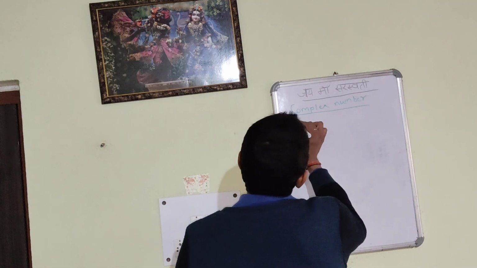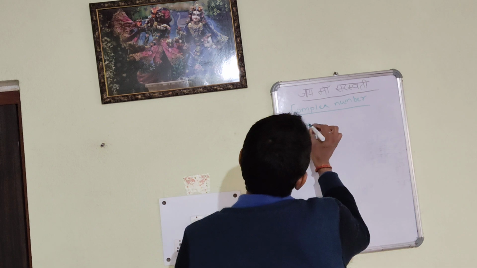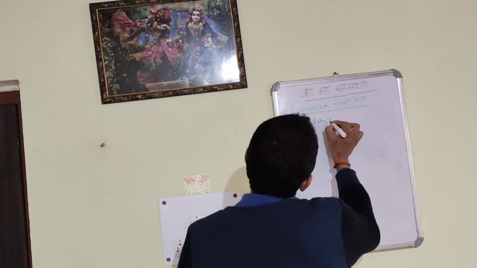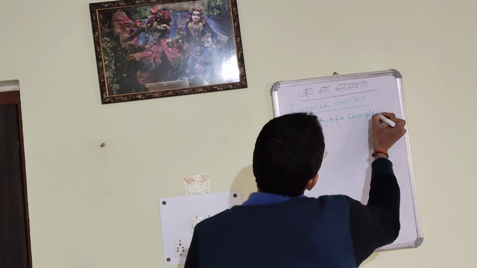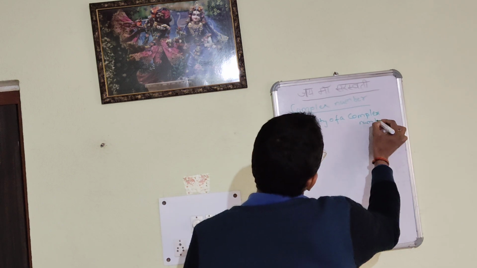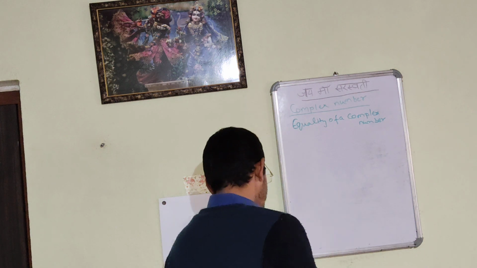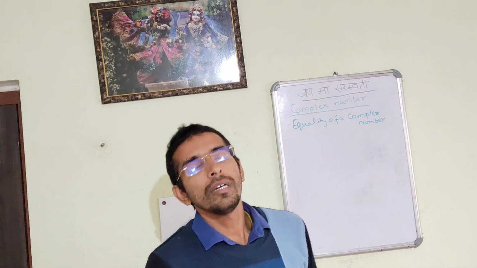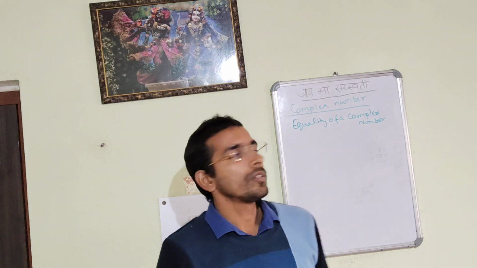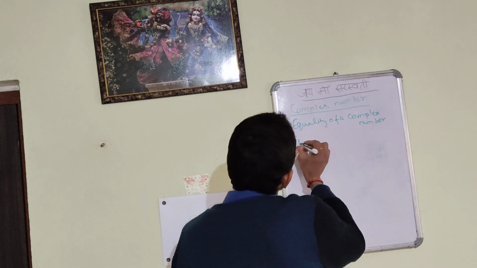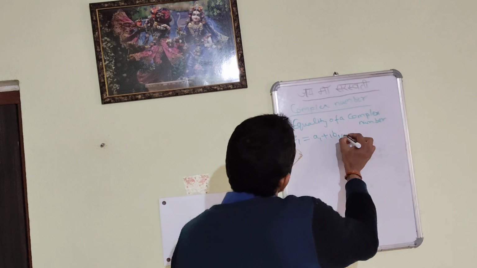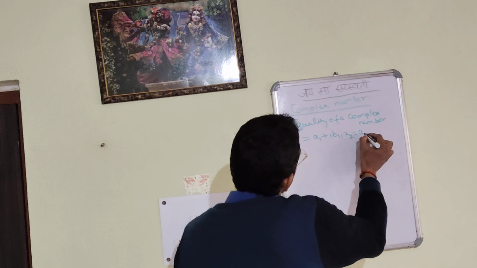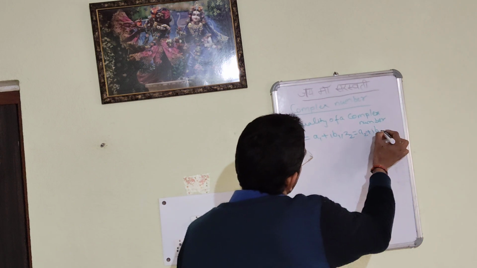Suppose in this case we have to say equality of a complex number. Equality of a complex number. So suppose it is given in the question that two complex numbers are equal, suppose z1 is equal to a1 plus ib1 and z2 is equal to a2 plus ib2.